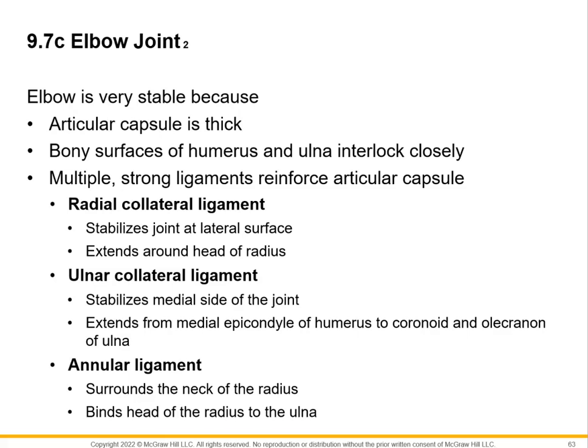The elbow is a very stable joint because the articular capsule is thick, because the bony surfaces of the humerus and ulna interlock closely, and because there's multiple strong ligaments that reinforce the articular capsule. Chiefly the radial collateral ligament, the ulnar collateral ligament, and the annular ligament. The radial collateral ligament stabilizes the joint at the lateral surface, okay, and the ulnar collateral ligament then is going to stabilize the medial side of the joint. The annular ligament surrounds the neck of the radius and basically binds the head of the radius to the ulna.